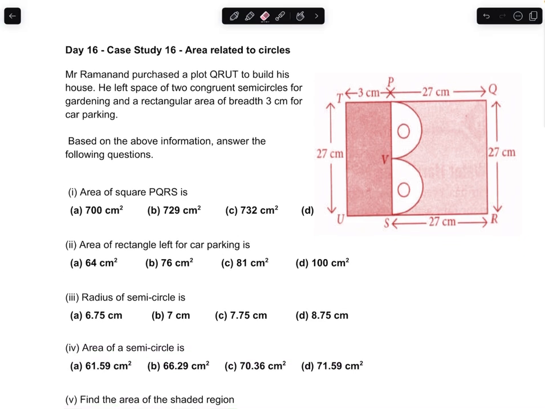First question, area of the square PQRS. PQRS is a square of side 27 centimeter. So area of PQRS is 27 square, which is 729 centimeter square. Answer is B.